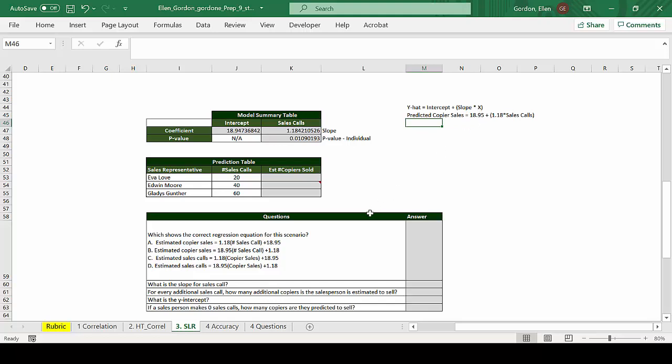Going to our questions, question 1 asks, what is the correct regression equation? We just wrote that. So that is going to be A, right? It's estimated copier sales. It's the intercept plus the slope times x. So A is the correct answer. The next question asks, what is the slope for sales call? It's right here, 1.18. For every additional sales call, how many additional copiers is the salesperson estimated to sell? This question is basically asking what the slope is.